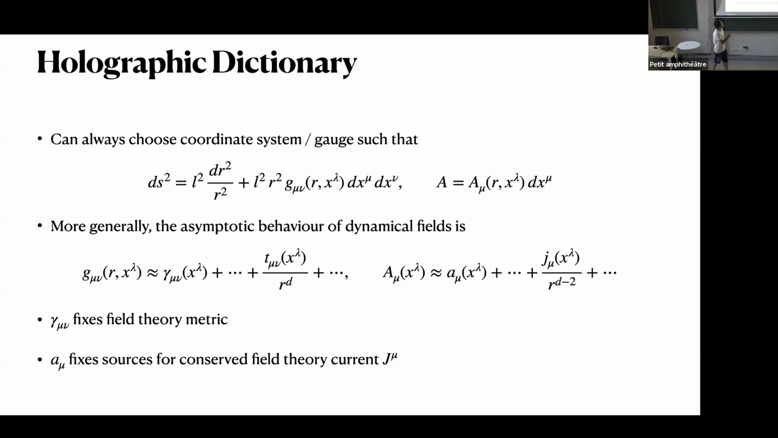Similarly for the metric, if I move away from AdS and I start considering dynamics, there is a coordinate system where I can always write my metric like this.